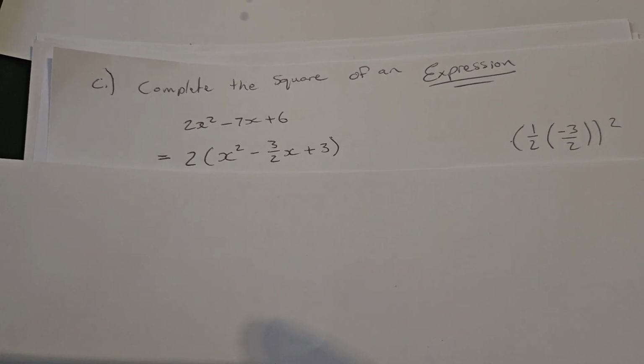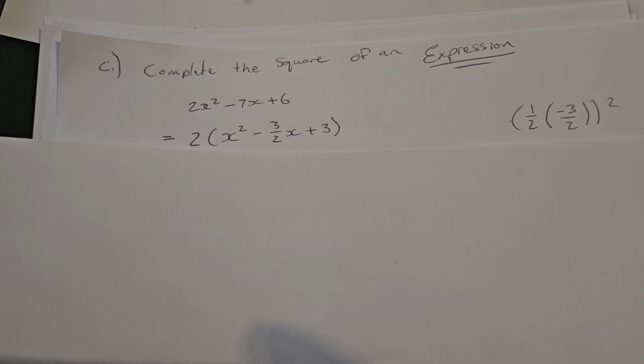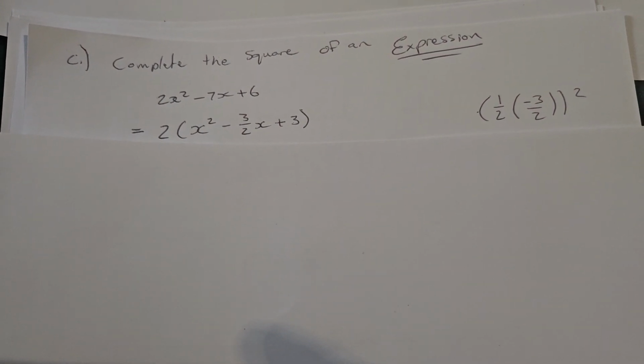Now I got a question about this as well. For an expression, how does that differ from completing the square for an equation? The difference is I'm not allowed to divide anything away, right? If I want to get rid of that 2, I'm going to have to factorize it out, and I'll leave the inside. Now I'm going to use the inside in order to complete the square.